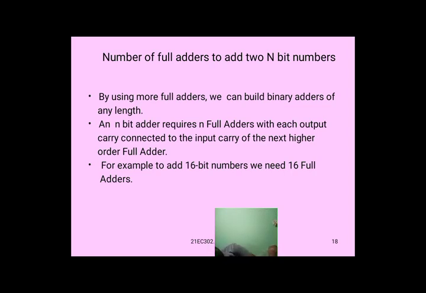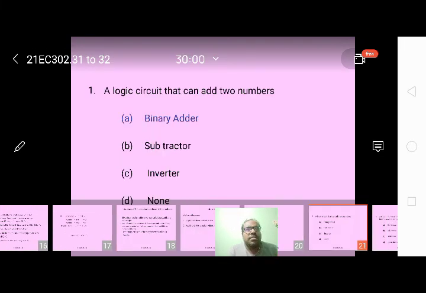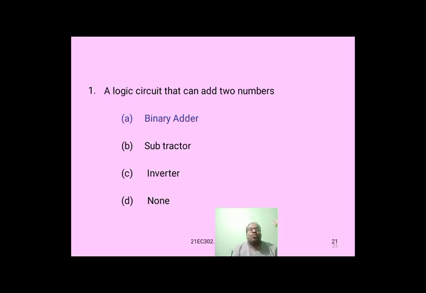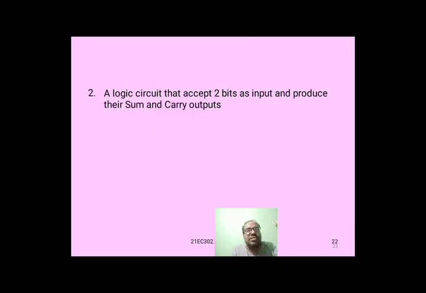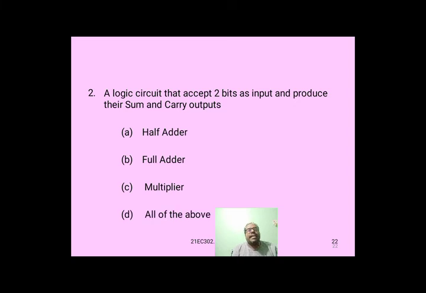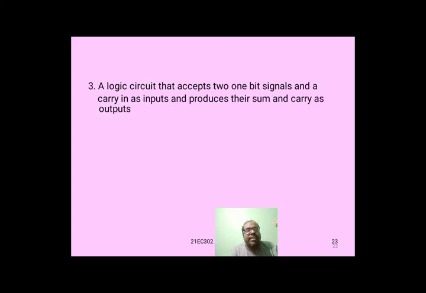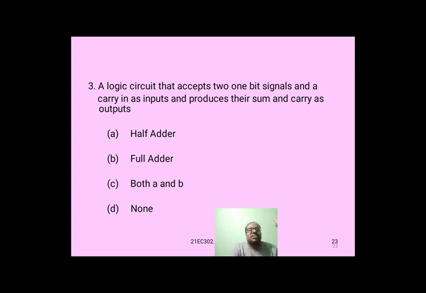Once again I will show you the quiz one also. Here, the logic circuit that can add two numbers is a binary adder. It is also known as full adder, half adder also. Next, the logic circuit that can accept 2 bits as input and produce their sum and carry outputs is a half adder. That means half adder has 2 inputs and 2 outputs: inputs A and B, outputs sum and carry. Third, a logic circuit that accepts two 1-bit signals and carry in as inputs and produces their sum and carry as outputs is a full adder. Full adder has 3 input values, that is A, B and C in, and outputs sum and carry.